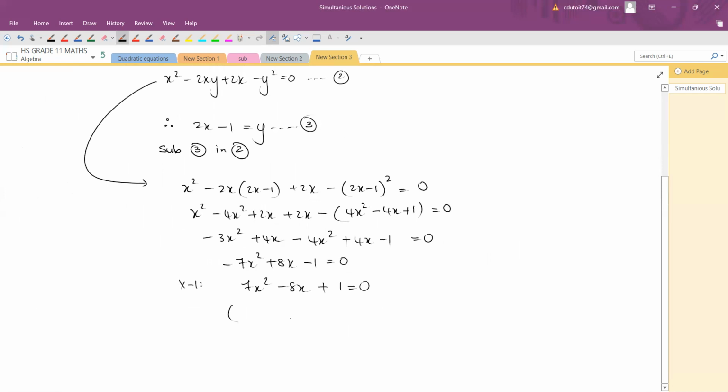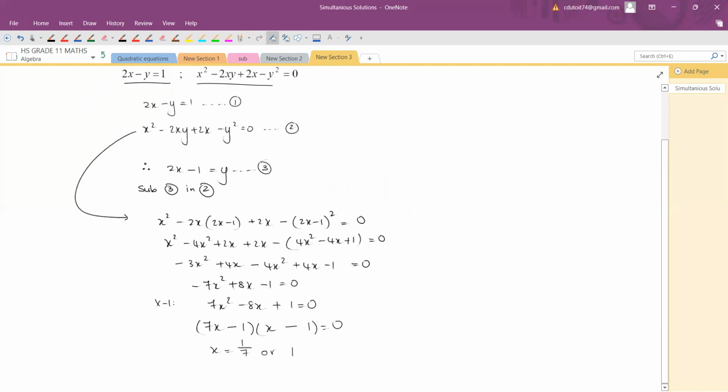Okay. So that will be an easy factorization, because the factors of 1 is just 1 and 1, and 7 is just 7 and 1. Minus, minus. Happy with that? x equals 1 over 7, or 1.